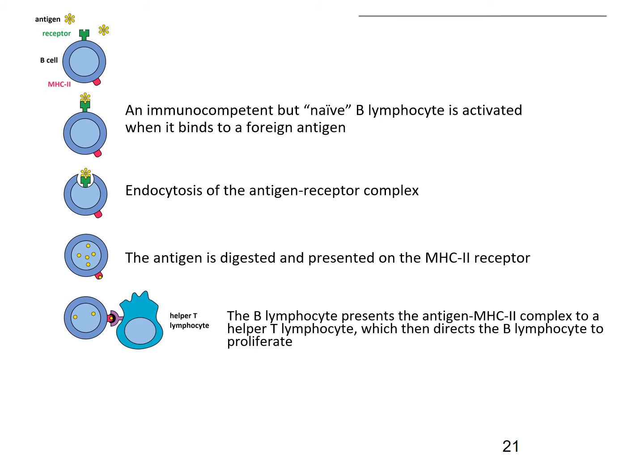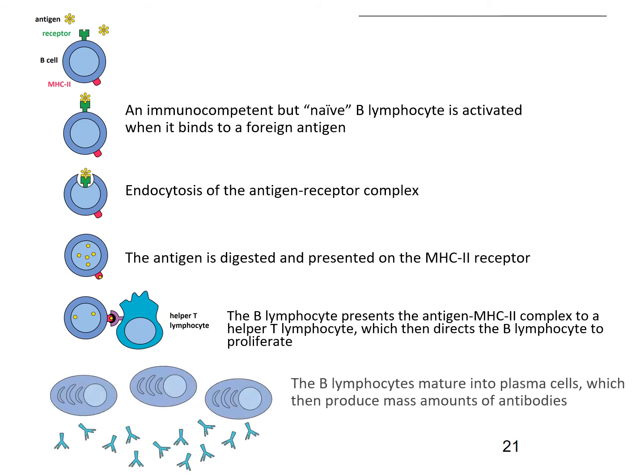And what the helper T lymphocyte is going to do is it's basically going to say, okay, great, you found a foreign antigen, now proliferate. And so you're going to have a lot of copies of that B lymphocyte being produced. It will mature into a plasma cell, each of these lymphocytes, and these lymphocytes are basically like little antibody factories. They're going to produce a whole lot of antibodies. So you're producing an antibody that is specific to the original antigen that you encountered.